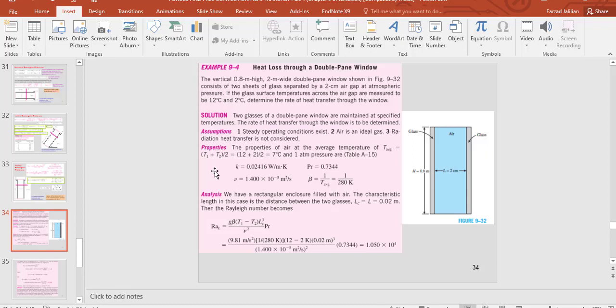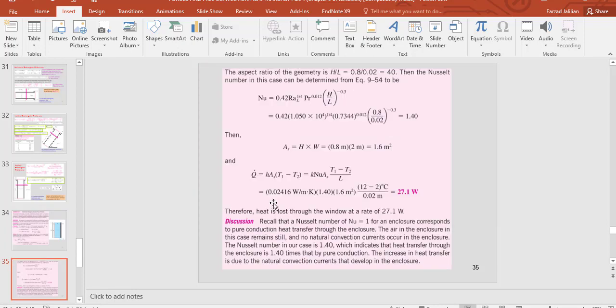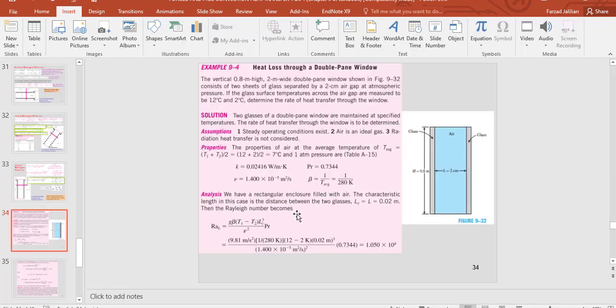Okay, so now we have the properties for air, which is our fluid in the enclosure. Then we should find heat transfer for that. If you remember, we always use this equation to find the convection heat transfer. First, let's see how much the Rayleigh number is, to see if we have natural convection or not. To calculate the Rayleigh number, we should use this equation. And you can see here we don't have forced convection, it is natural convection, no pump, no fan. So we may have only natural convection.